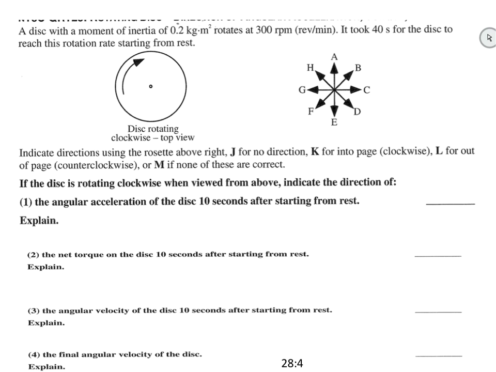So, I don't know. Cole, what do you think the answer is to number one? It says, if the disk is going clockwise, the angular acceleration of the disk 10 seconds after starting from rest. So you actually converted it and said it's 28.26 radians per second squared? Okay, right on. Now, let's go to the net torque on the disk after 10 seconds. Koshi, what'd you get for it?